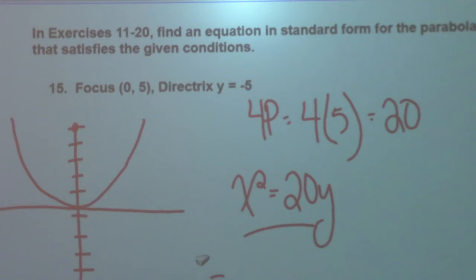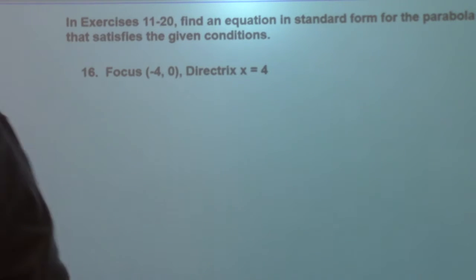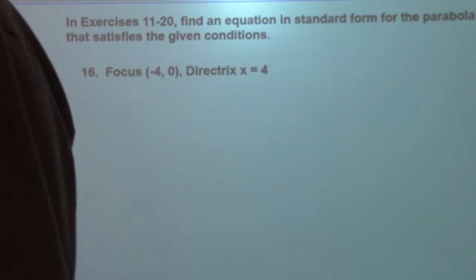Good job being engaged in the instruction, I appreciate that. I think that was good. Okay. Okay, next, 16, which is going to be a similar type of problem to 15.